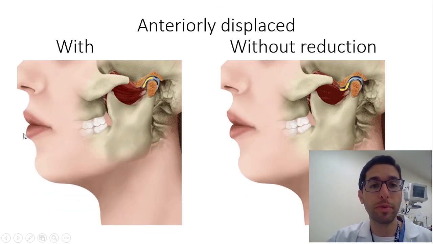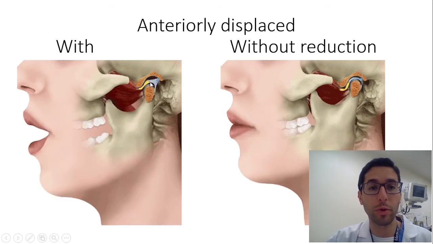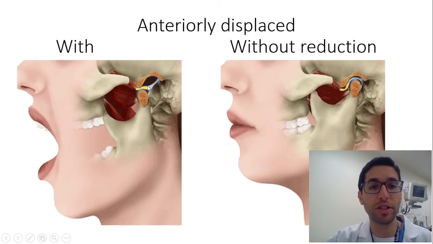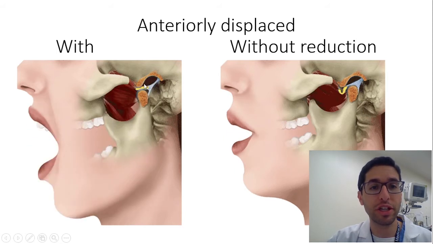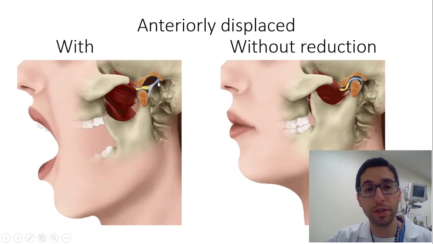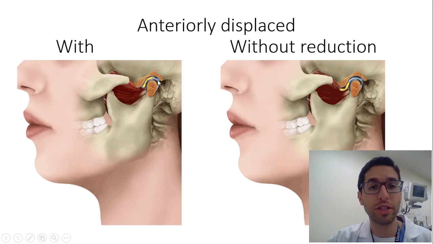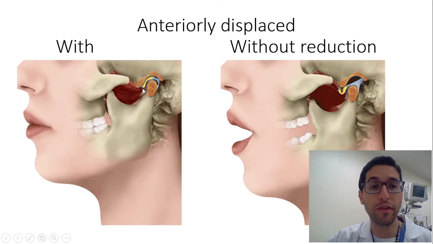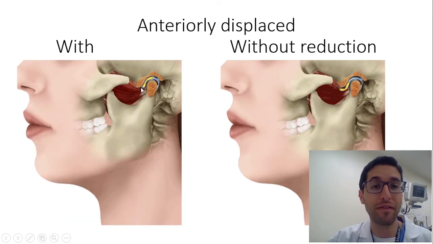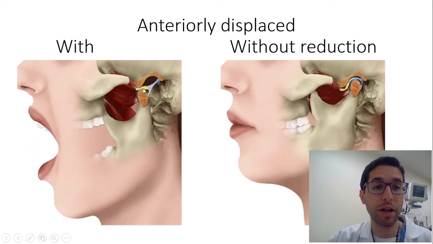So here's a nice picture. Let's start with the picture on the left. Over here, this is with reduction. So follow the picture as the patient opens and closes. The yellow is the disc. So as you can see, the disc is a little bit too far forward. It should be right in between the condylar head and the glenoid fossa, kind of where the blue tissue is. The blue tissue in this picture is the retrodiscal tissue. And you can see the retrodiscal tissue is stretched forward and the disc is a bit too far forward. But it reduces. So that means as the patient opens, and in their final opening position where they're over the eminence, in that final position, the disc is actually in the proper position. So it's anteriorly displaced, but it reduces.